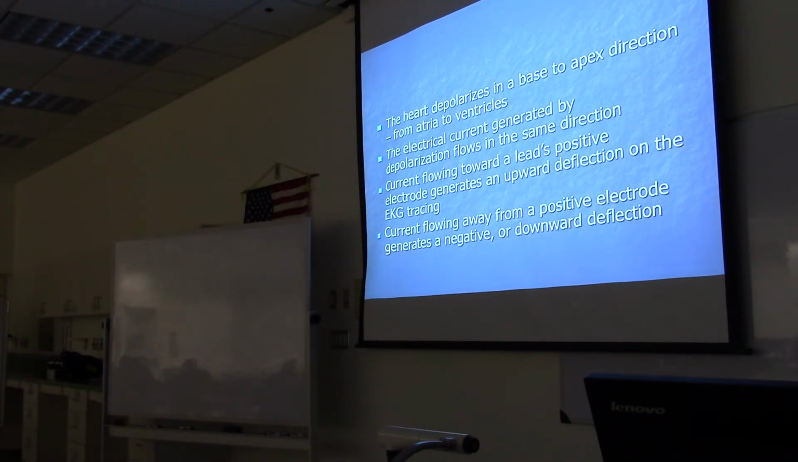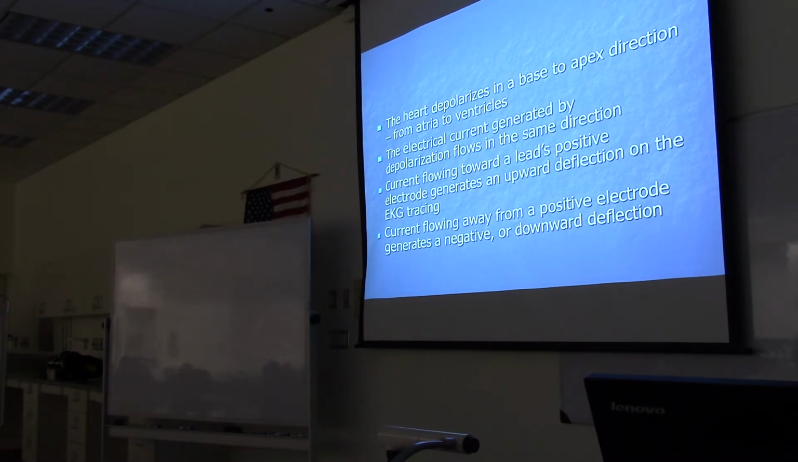All right, so this is important to know. It says the heart depolarizes in a base to apex direction, meaning from the atria to the ventricles. So that wave of depolarization of the cells, going from negative on the inside to positive on the inside, starts off at the base of the heart in the atria, and then it'll spread through the ventricles. The electrical current generated by depolarization flows in the same direction.